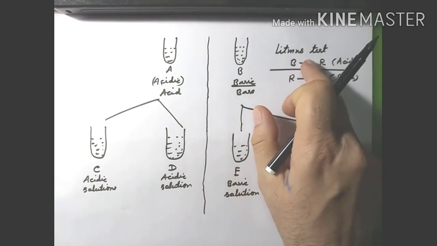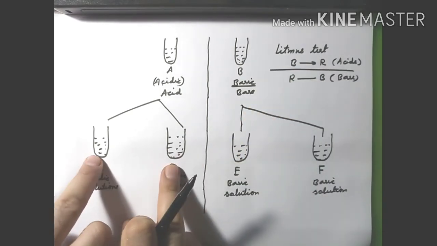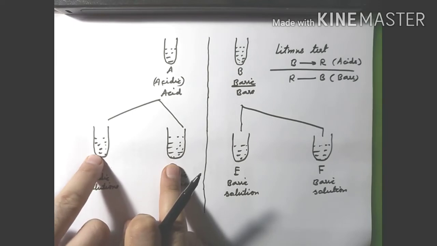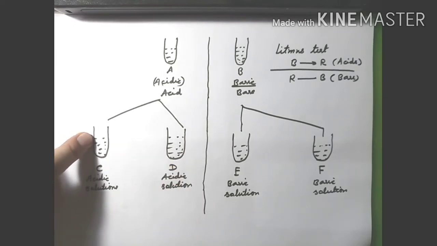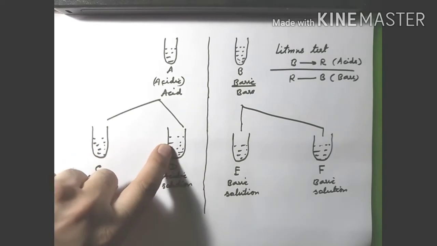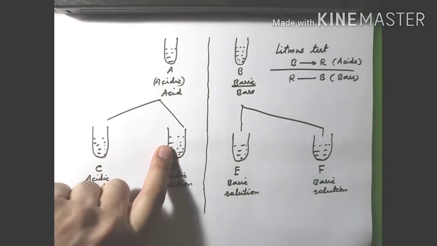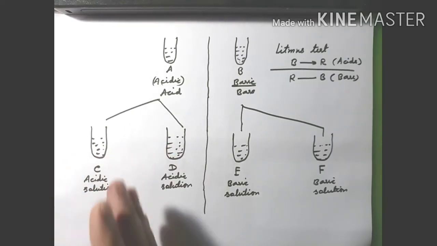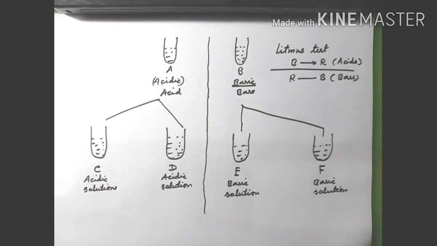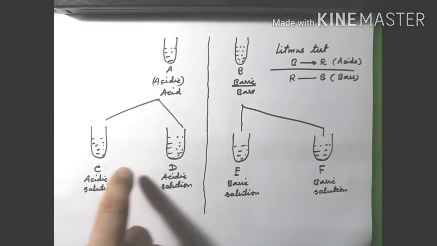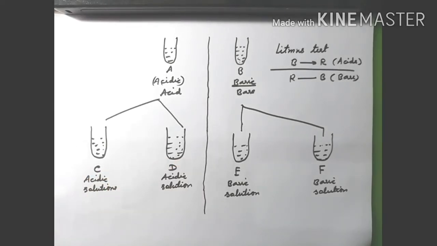If you perform the litmus test, then both the solutions will turn blue litmus to red. If you put blue litmus in this, it will turn red. If you put blue litmus in this, that also turns red. But if we want to get an idea of which one of these two acidic solutions is a strong acid and which one is a weak acid, so what to do?